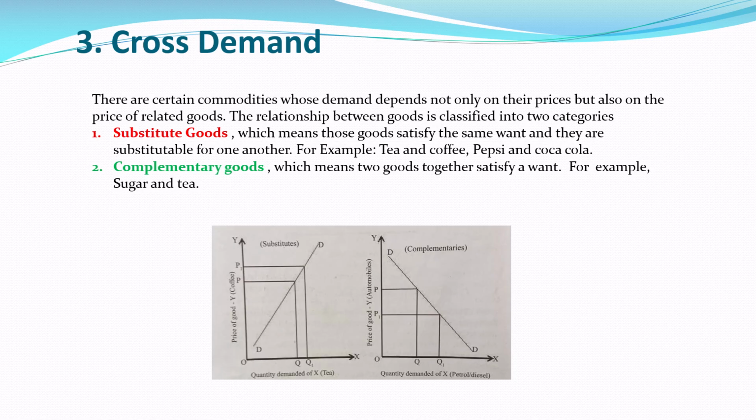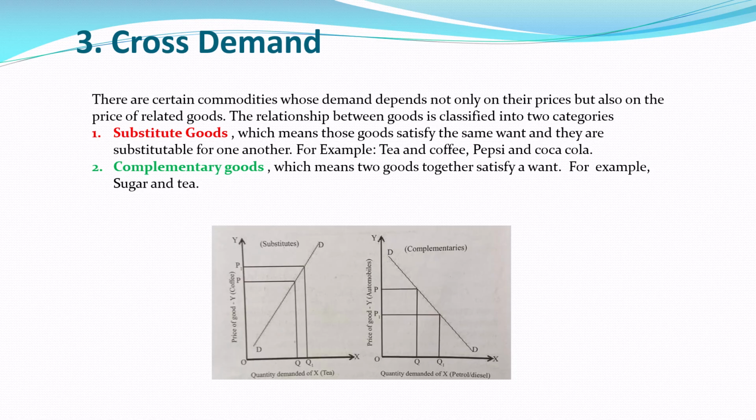Another example is Pepsi and Coca-Cola. So both companies are producing cool drinks. You can either take Pepsi or you can go for Coca-Cola. These are substitute goods. Second one is complementary goods, which means two goods together satisfy a want. Two or more goods can satisfy a single want. For example, sugar, tea powder, and milk. It satisfies your want of drinking a tea.